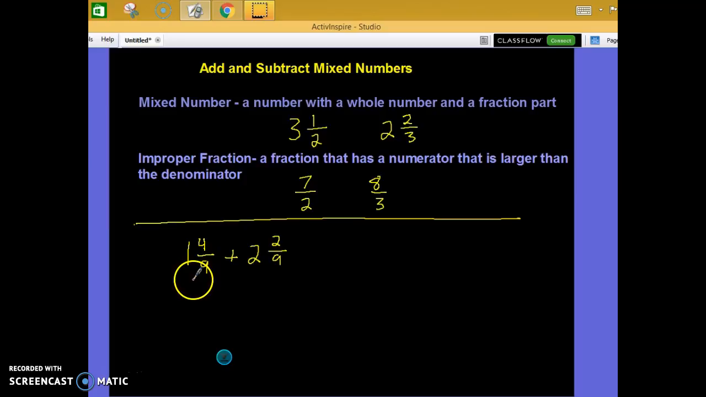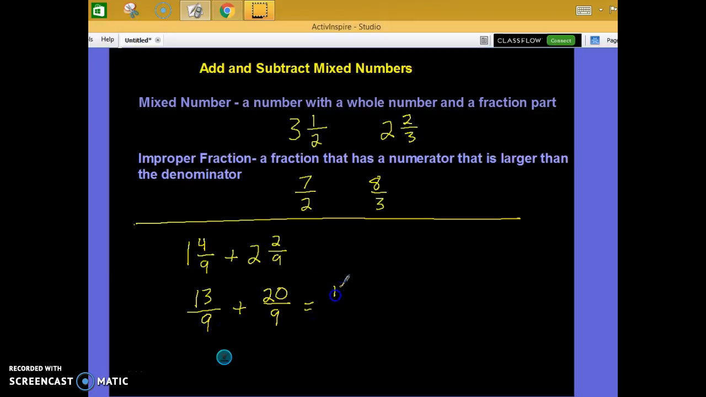Again, the first thing we want to do is rewrite both of these mixed numbers as improper fractions. So 1 and 4/9, I'm going to do 9 times 1, 9, plus 4 is 13. So this is going to be rewritten as 13/9. Now it's an improper fraction. Same thing over here, 9 times the whole number is 18, plus 2 is 20, so this becomes 20/9. We've rewritten them as improper fractions, and they happen to be like fractions. The denominators are the same.